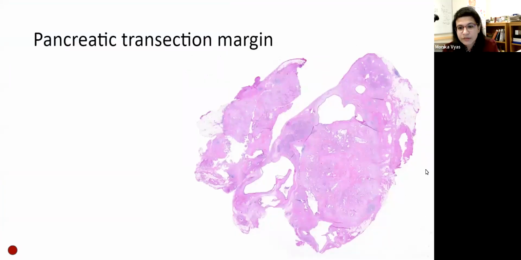So this is another variant that we're going to talk about, but here's an example of a pancreatic transection margin, which was received for frozen section. And you can see there are multiple dilated big ductular channels here, and some more smaller glands. So on low power, this looks like, could this be chronic pancreatitis secondary to obstruction? You have this duct dilatation.